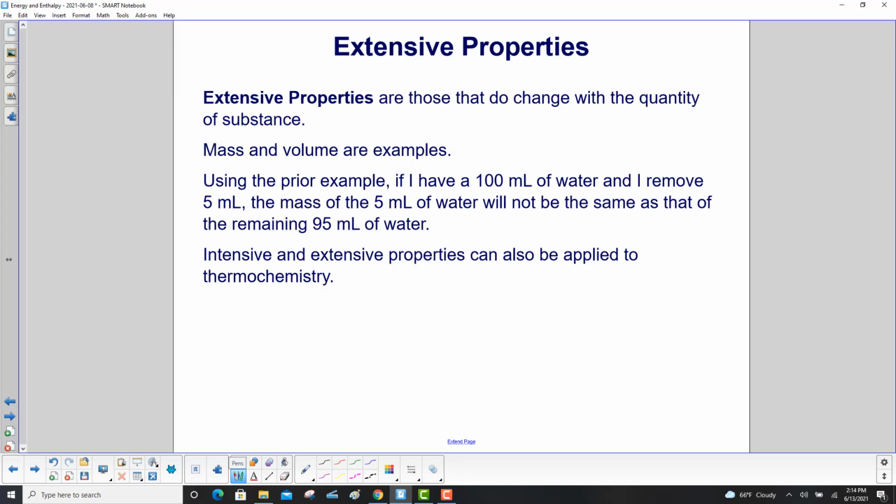Extensive properties are those that do change with the quantity of a substance. Mass and volume are examples. Using the prior example, if I have 100 milliliters of water and I remove 5 milliliters of water, the mass of the 5 milliliters of water will not be the same as that of the remaining 95 milliliters of water. Intensive and extensive properties can also be applied to thermochemistry.